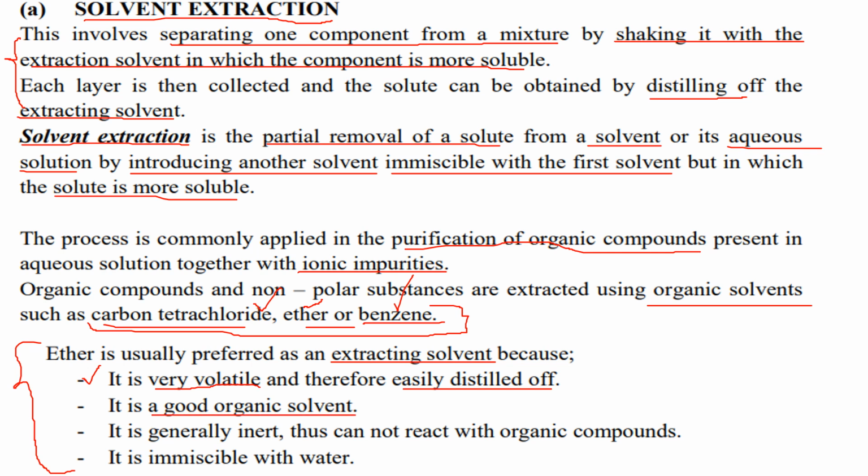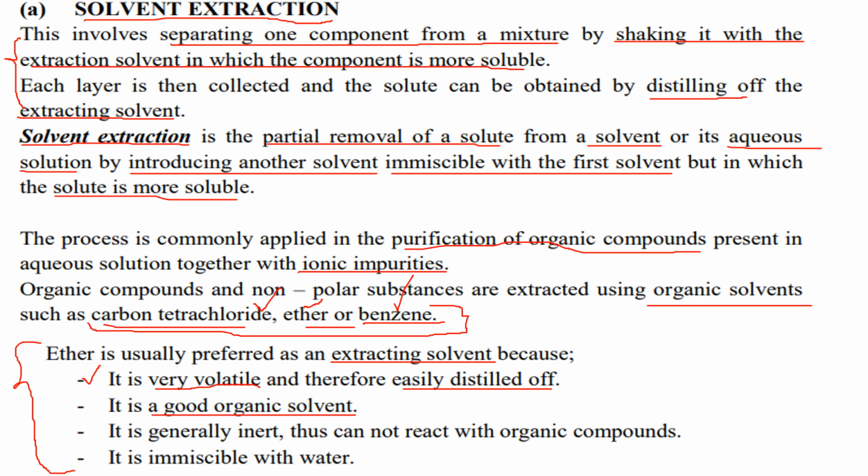Whenever something is a good organic solvent, that means that it will easily dissolve, or also it will be more soluble in it. And remember, that's the aim of solvent extraction: partial removal of a solid from one solvent by introducing another solvent, which is miscible with the first solvent but in which the solid is more soluble, or in which the solid dissolves more.